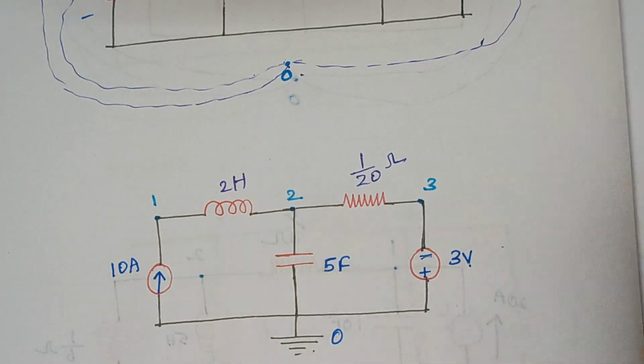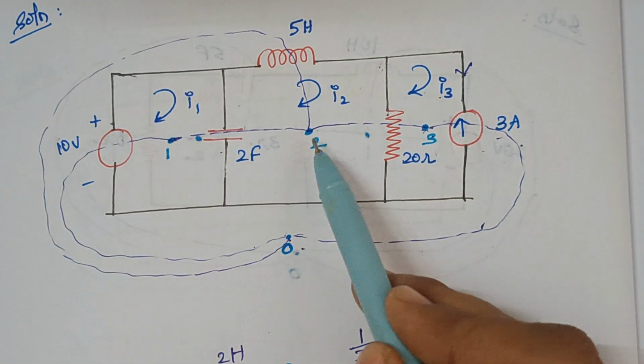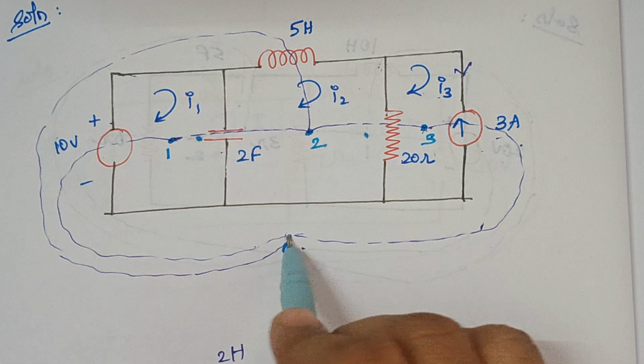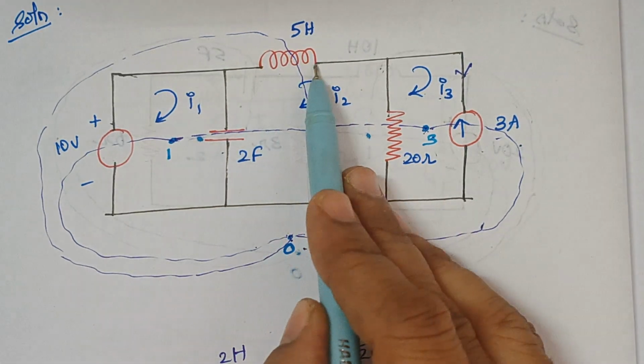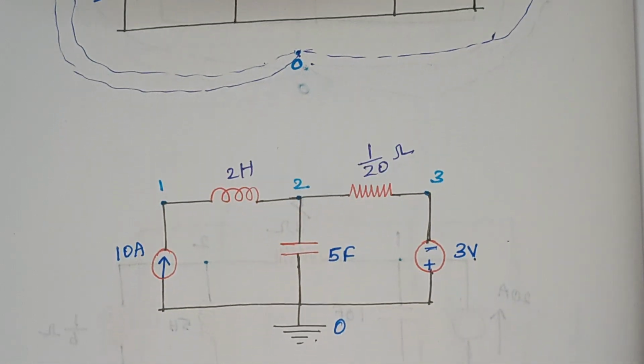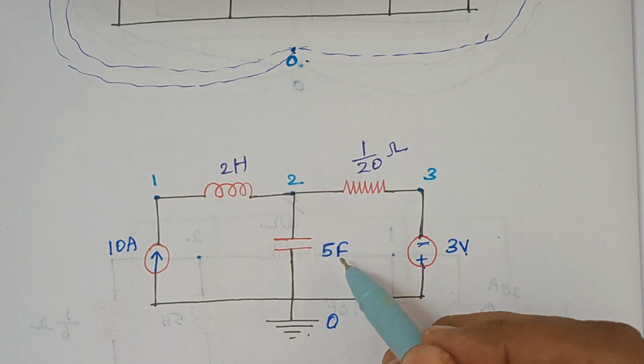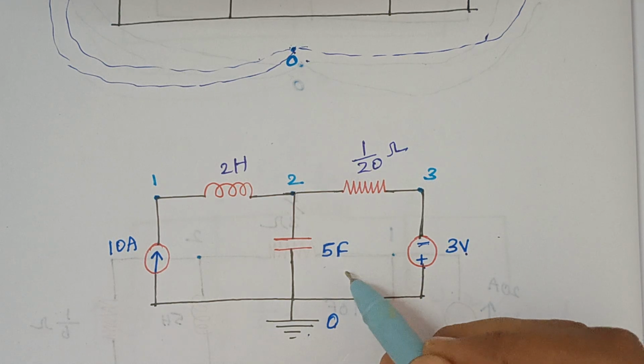So now this part is over, and again here you see this dot 2 is connected to this reference dot by 5 Henry, right? So here we have to draw a capacitor between our dot 2 and this reference 0 whose value is 5 farad, right?